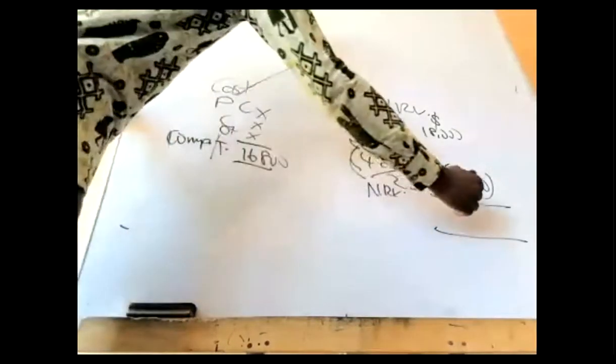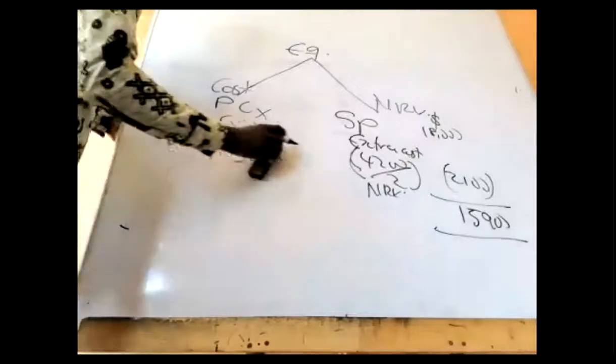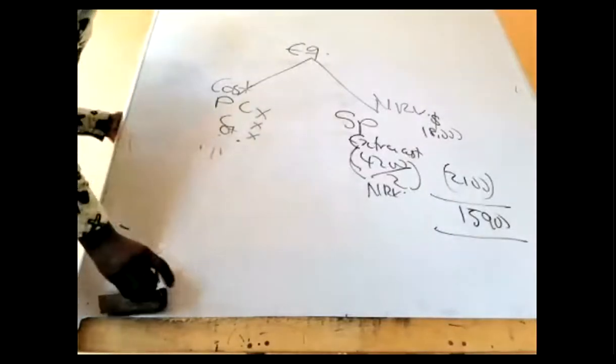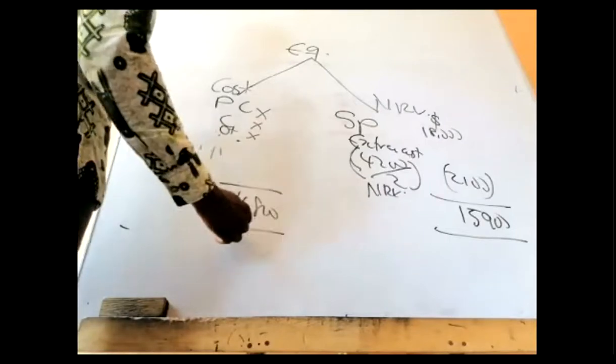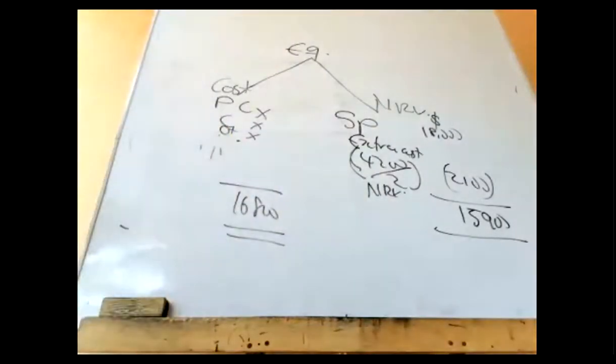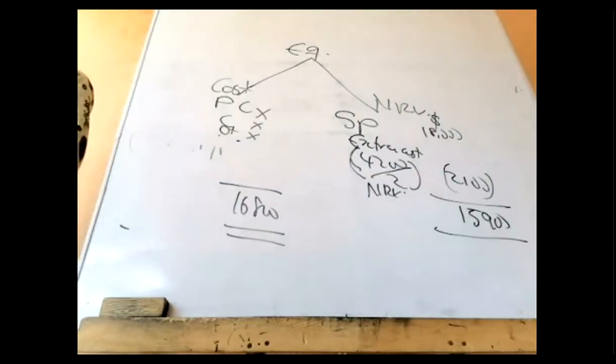That NRV is 15,900. That's the NRV. Then the cost is 16,800. So at what value should the company measure or value this inventory? Good.